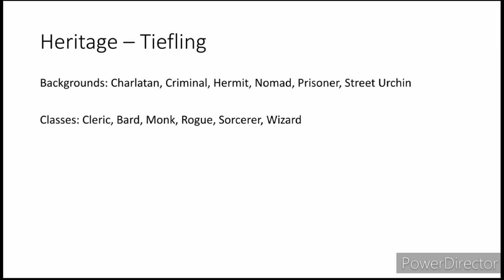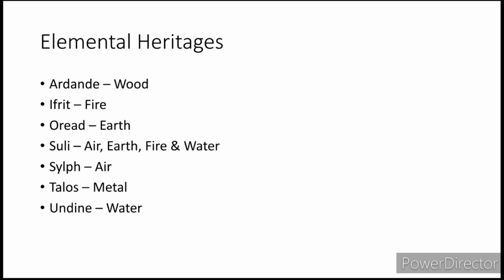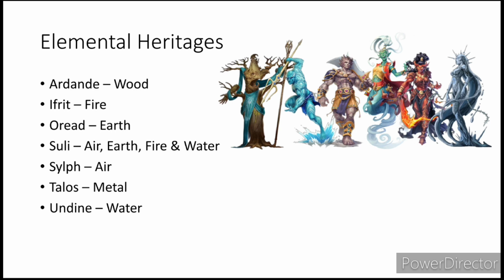For classes, you could have clerics, bards, monks, rogues, sorcerers, or even wizards. Next is your elemental heritages, which again is ridiculous, but there are 6 different elemental heritages. You have your wood, fire, earth, wind, metal, and of course water. But you also have a genie type that is a combination of all 4 of the normal elements: air, earth, fire, and water.